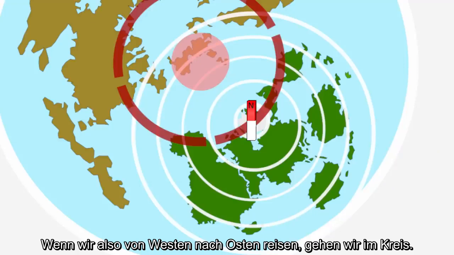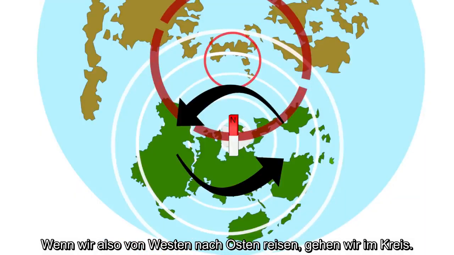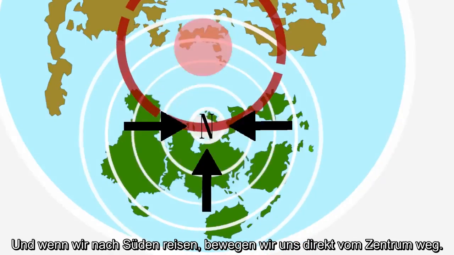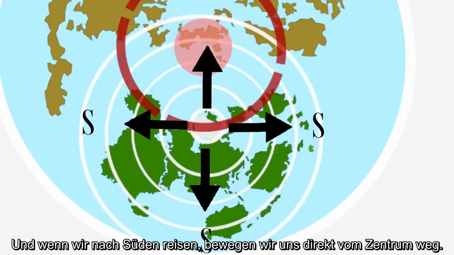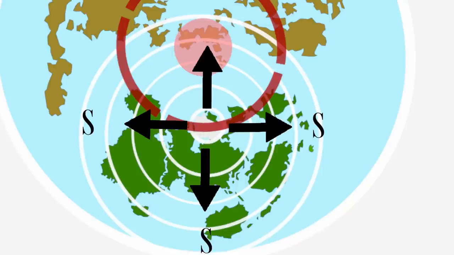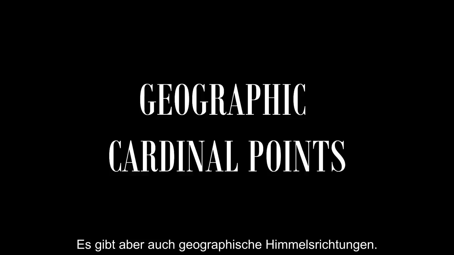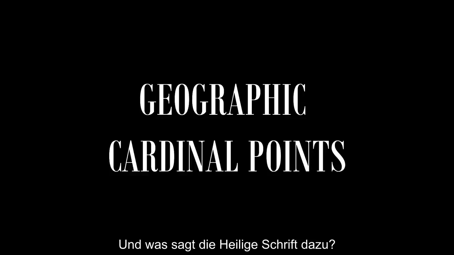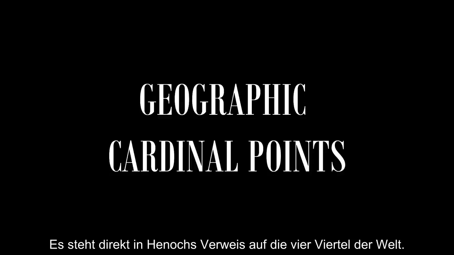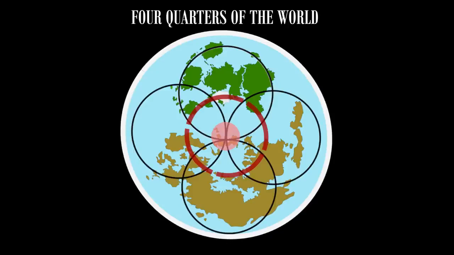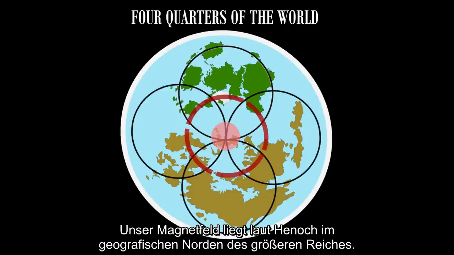That's why when we travel from west to east, we go in a circle, and when we travel north, we go towards the center, and when traveling south, we move directly away from the center. However, there also exist geographic cardinal points. And what do the scriptures have to say about this? It's right there in Enoch's reference to the 4 quarters of the world. Our magnetic field, according to Enoch, lies in the geographic north of the greater realm.